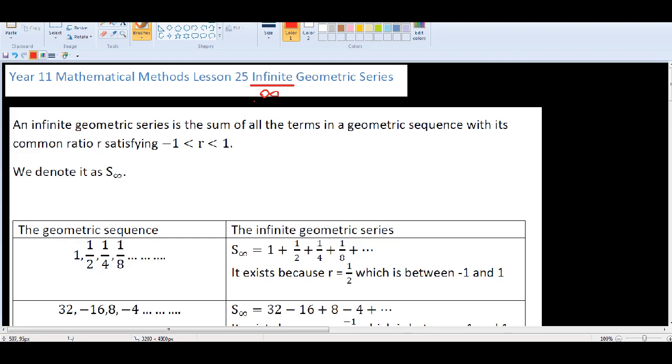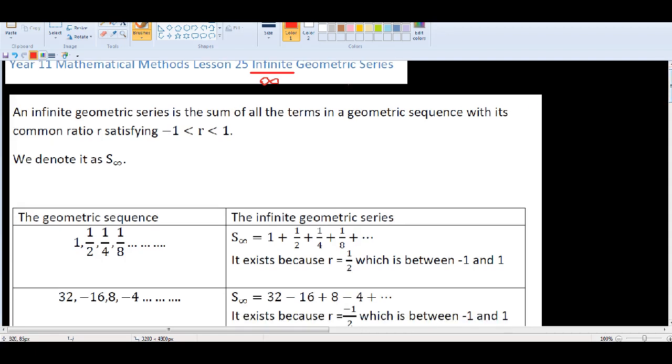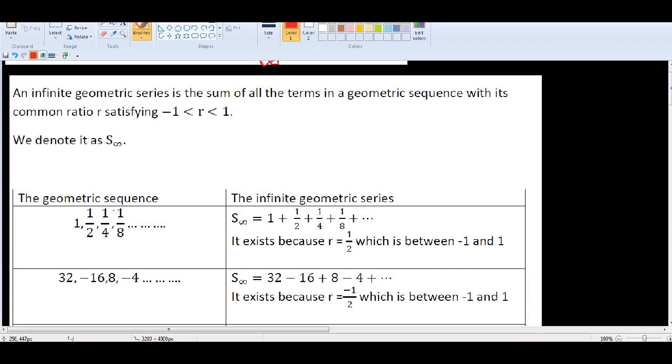All right, when we talk about a geometric series, we know that it comes from a geometric sequence. When we have a geometric sequence, for example, 1/2, 1/4, 1/8, what's the common ratio? We use the second term divided by the first term. The common ratio is 1/2. When we add them, it becomes an infinite series.